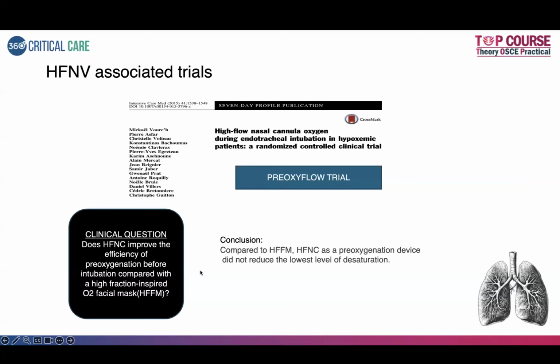So HFNO associated trials. One is the PREOXYFLOW trial. The clinical question was, does HFNC improve the efficacy of pre-oxygenation before intubation compared with a high fraction inspired O2 facial mask? Compared to high fraction O2 face mask, HFNO as a pre-oxygenation device did not reduce the lowest level of desaturation. All right. So it is a good tool that can be used during pre-oxygenation.